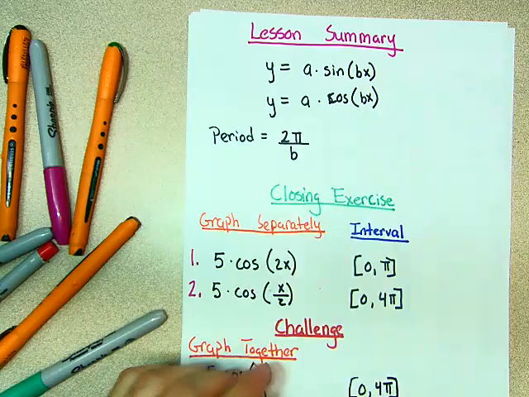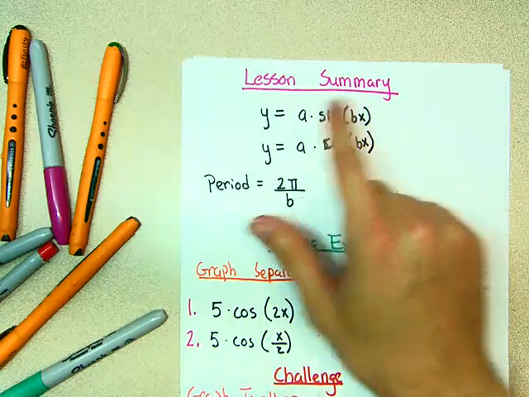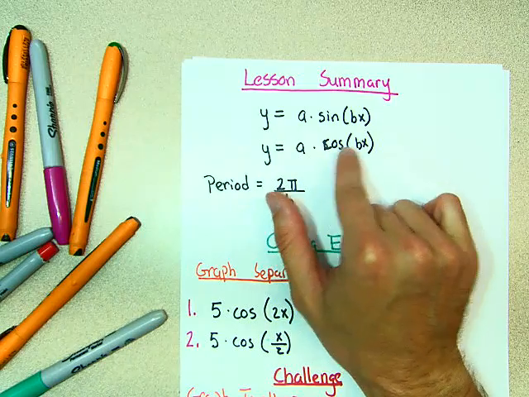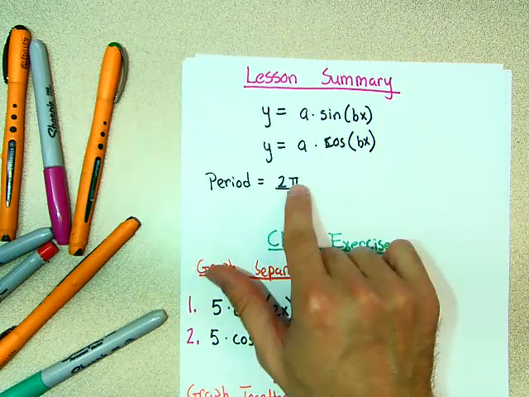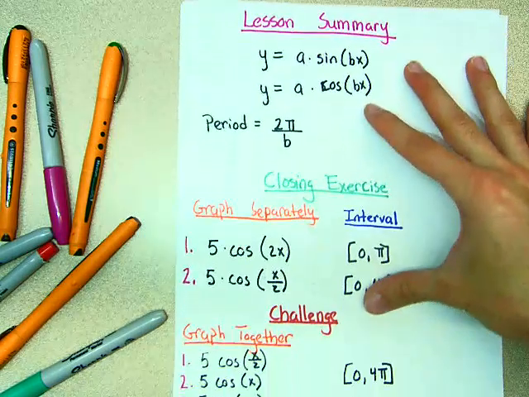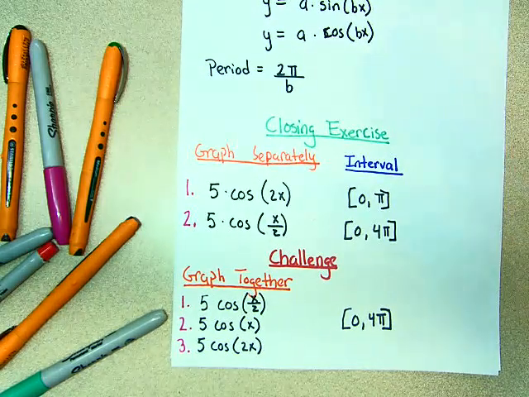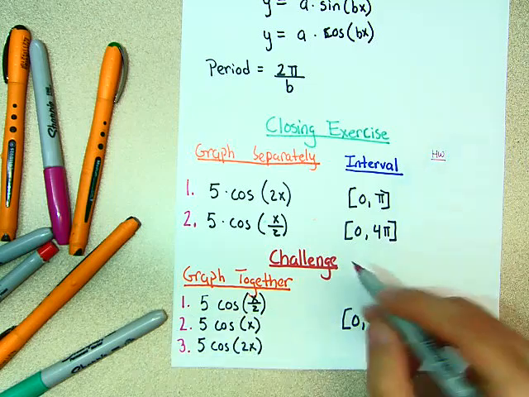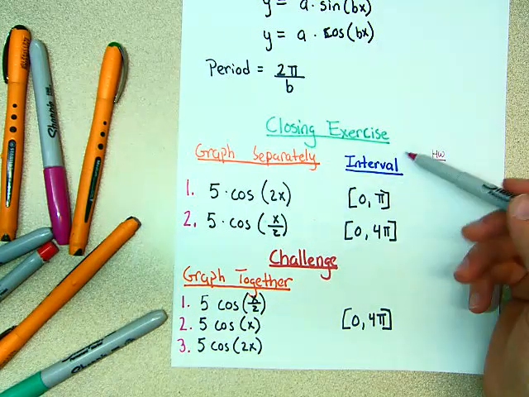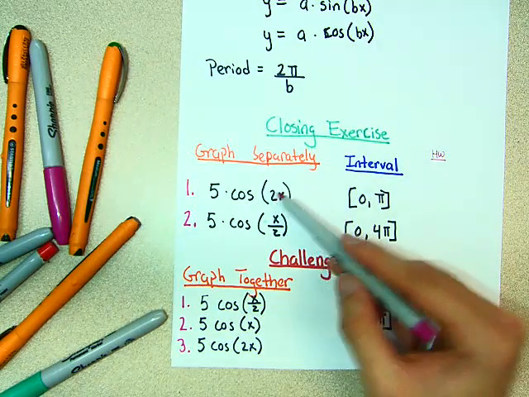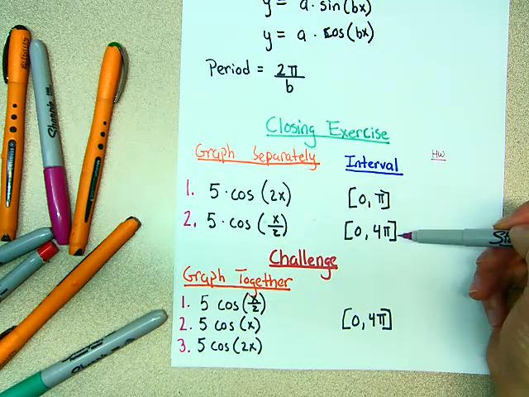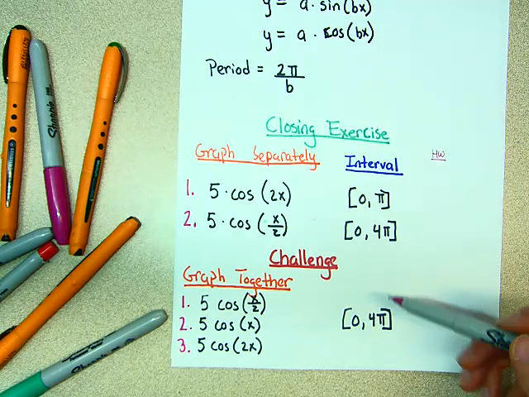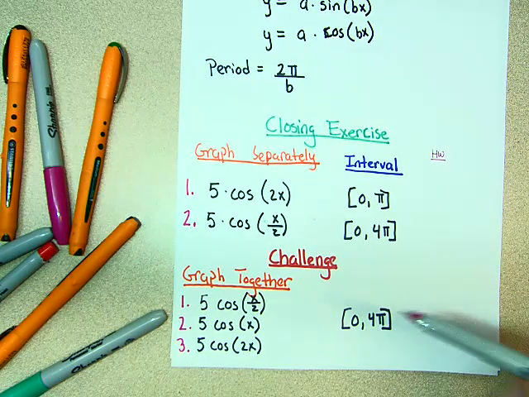What I'd like you to do is, let's just think about the lesson summary. If y is equal to a times sine bx, or y is equal to a times cosine bx, the period is equal to 2 pi over b. What I'd like you to do for closing exercise, or if you want to do this for homework, try and graph these two separately. So graph this on one graph, this on one graph, and then graph all of them on the same graph from the interval of 0 to 4 pi.